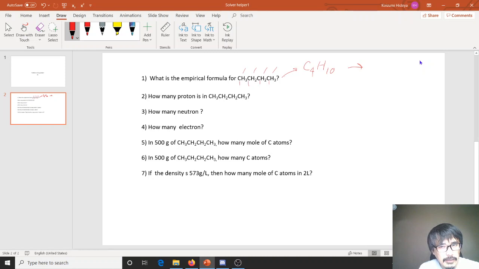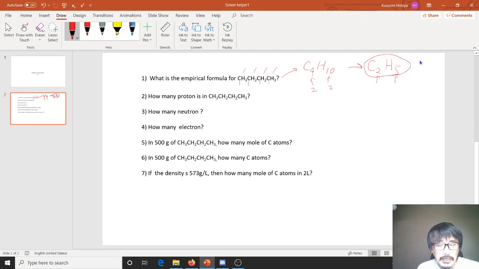And if I write the empirical formula, this one turns into C2H5, because I divide both of these by 2, right? 4 divided by 2 becomes 2, and 10 divided by 2 becomes 5. Now I cannot divide these any further at the same time, except by one. So that one right there is going to be the empirical formula.